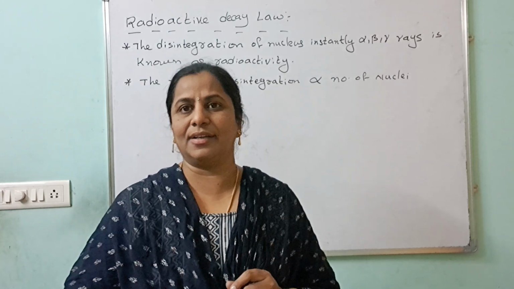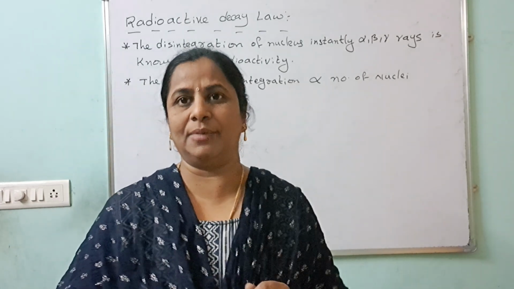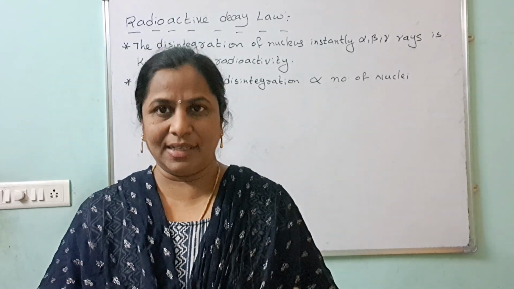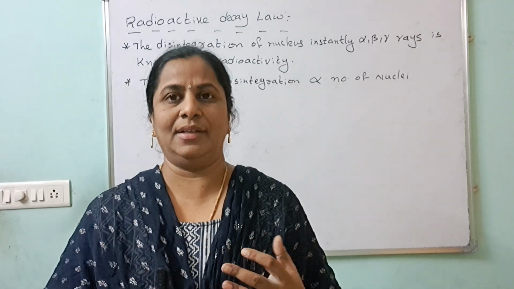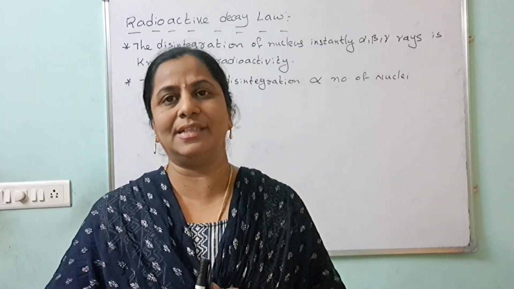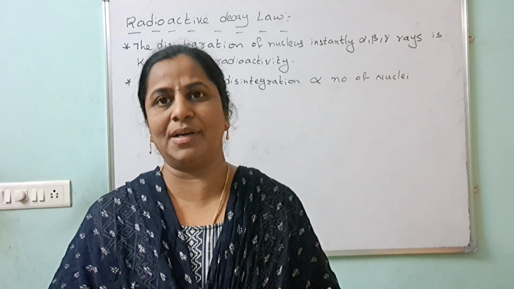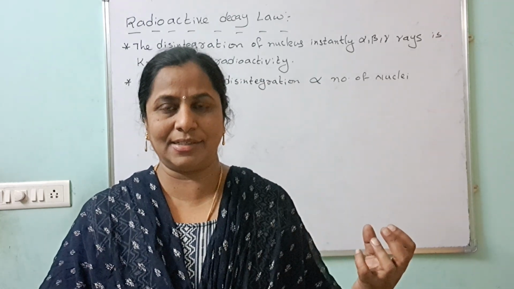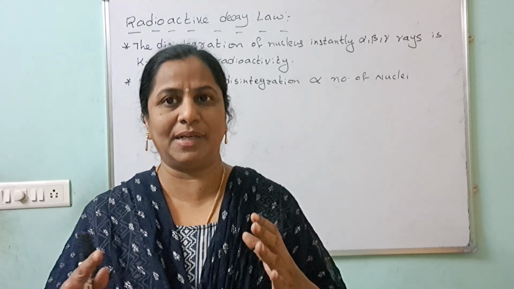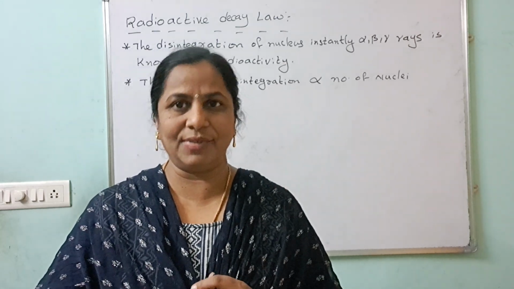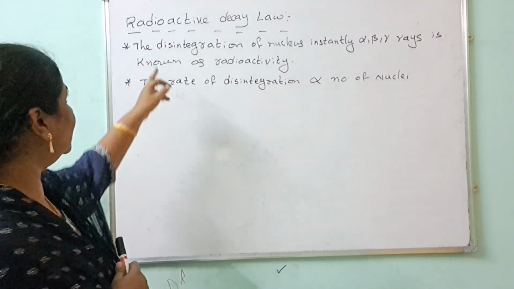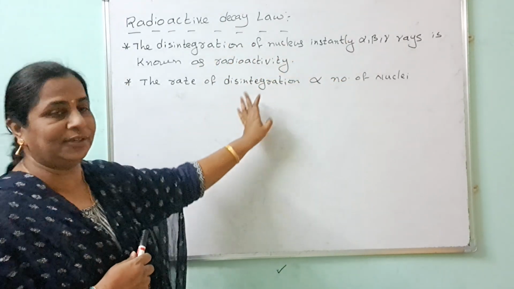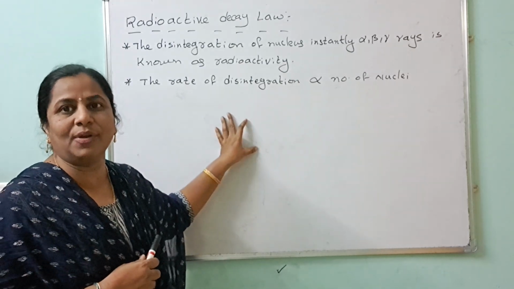When we take heavy atoms, heavy nuclei like uranium, thorium, to get stability they decay, emitting alpha, beta, gamma rays, and reach a stable nature. But how do we calculate how many nuclei are participating in the disintegration process, that is, giving alpha, beta, gamma rays? Radioactive decay law means we calculate the nuclei participating in disintegration with respect to time. The instant disintegration of a nucleus by alpha, beta and gamma rays is known as radioactive decay, radioactivity. Now what is the radioactive decay law?